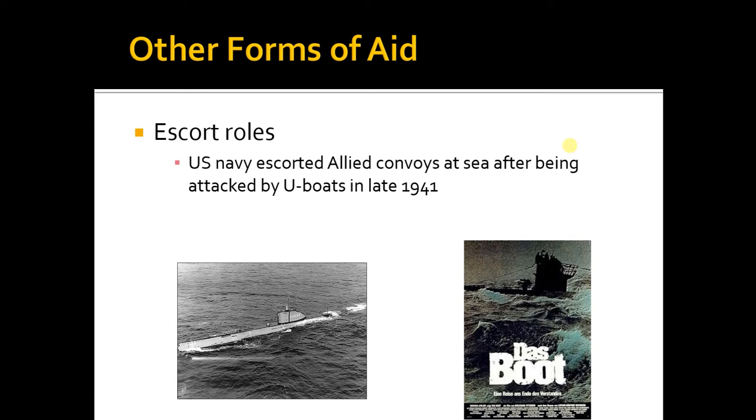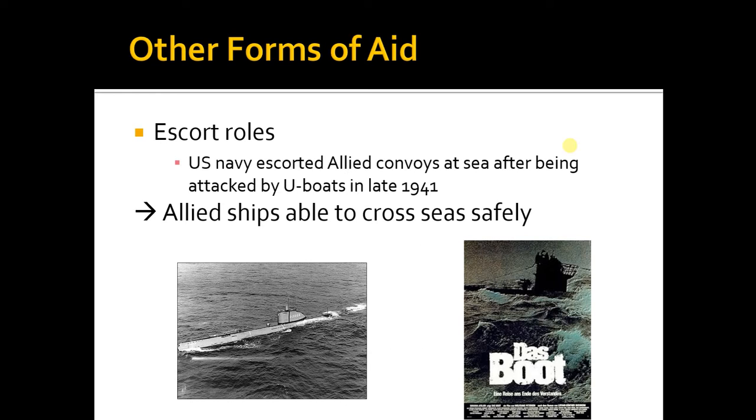And also there were other forms of aid, indirect forms of aid, that the U.S. provided to the Allies. One of them was the escort role. So the U.S. Navy escorted Allied convoys at sea after being attacked by U-boats in late 1941. So these escorts basically helped to keep the Allied convoys safe, and they were able to cross the seas safely.